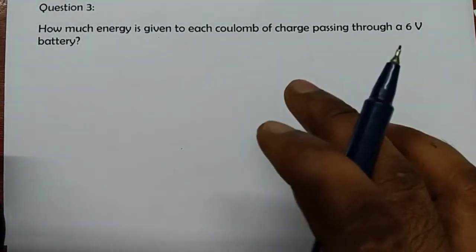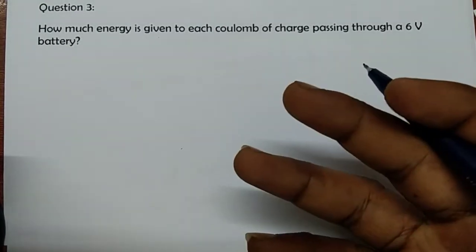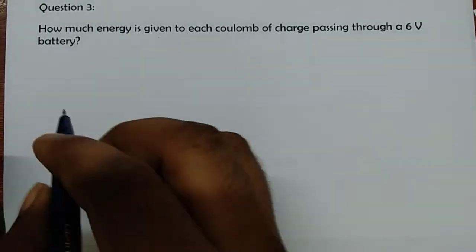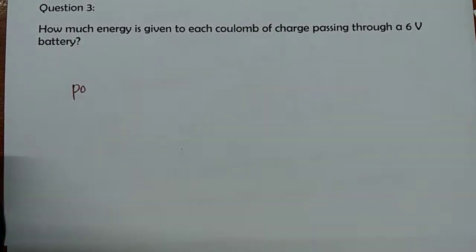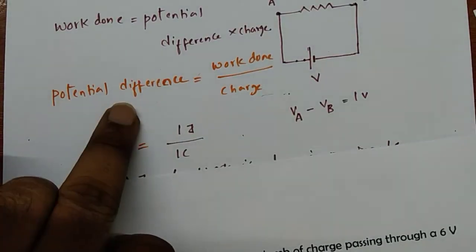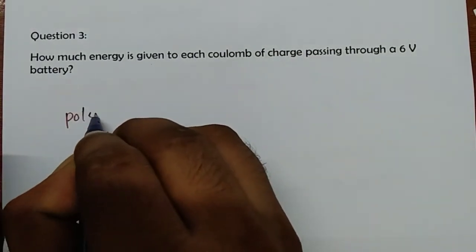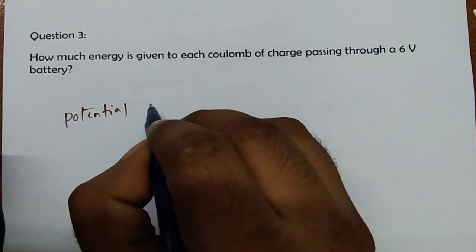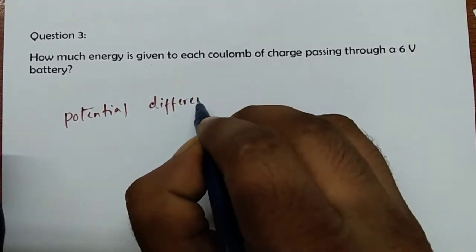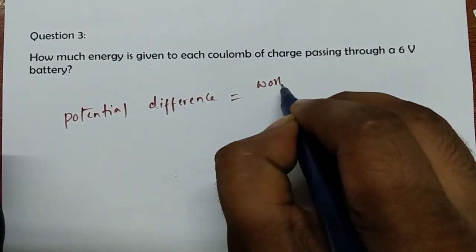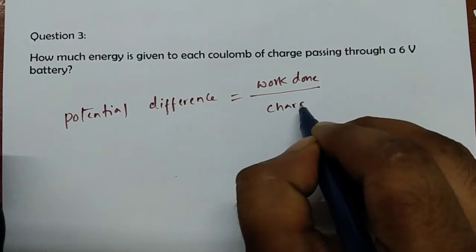So a 6 volts battery is there. So how much energy should we give to each coulomb? We again have a formula. What is that formula? The previous one only. Here we already wrote potential difference is equal to work done by charge, right? So I'm going to write that one only. Potential difference is equal to work done divided by charge.